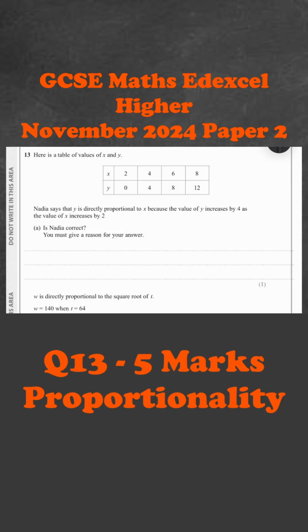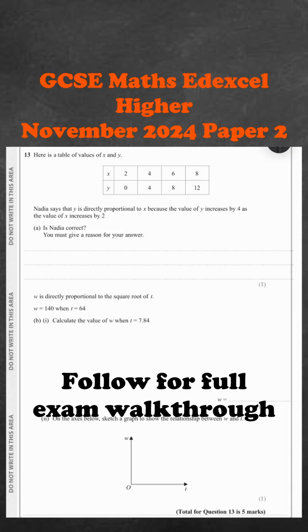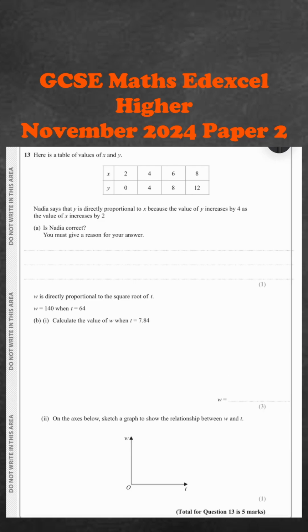Question number 13. Here is a table of values of x and y. Nadia says that y is directly proportional to x because the value of y increases by 4 as the value of x increases by 2. Part A. Is Nadia correct? You must give a reason for your answer.